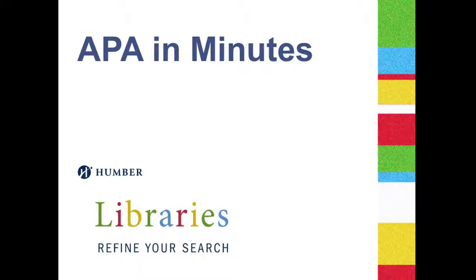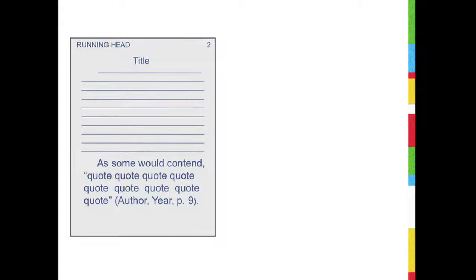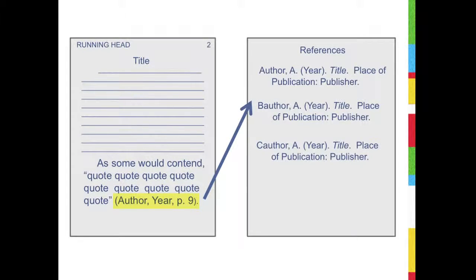This video will show you the basics on how to create an in-text citation in APA format. An in-text citation is a short citation that refers a reader to the full reference at the end of your paper. Anytime you paraphrase or quote someone else's words or ideas within the body of your paper, you must give credit to the original author.